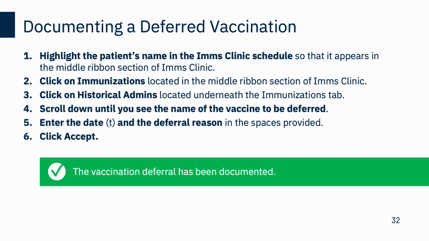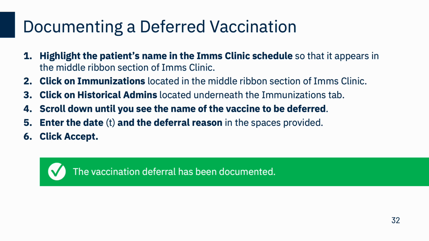Documenting a deferred vaccination. Step 1. Highlight the patient's name in the IMS Clinic schedule so that it appears in the middle ribbon section of IMS Clinic. Step 2. Click on Immunizations, which is located in the middle ribbon section of IMS Clinic. Step 3. Click on Historical Admins, which is located underneath the Immunizations tab.